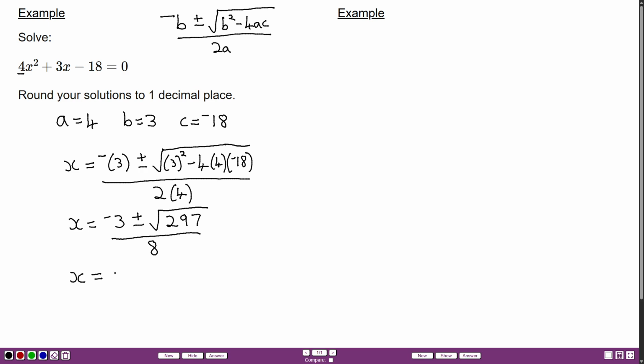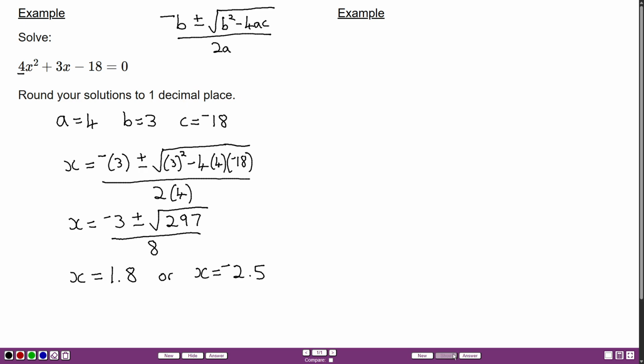So the first one, negative 3, plus the square root of 297, all divided by 8. As a decimal, that comes out to be, to one decimal place is 1.8. I get 1.7792 on my calculator, so that's 1.8 to one decimal place. And then when I do the subtraction instead, so negative 3 minus the square root of 297 divided by 8, that comes out to be negative 2.529. So to one decimal place, that's going to be negative 2.5.